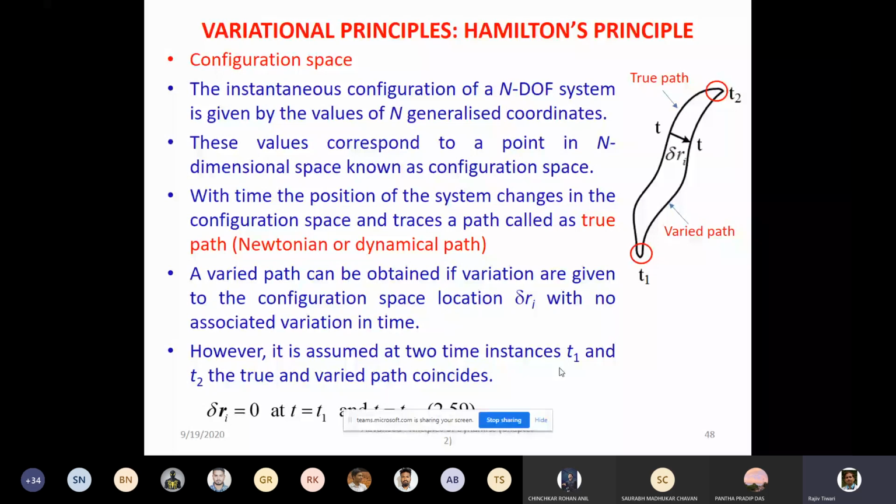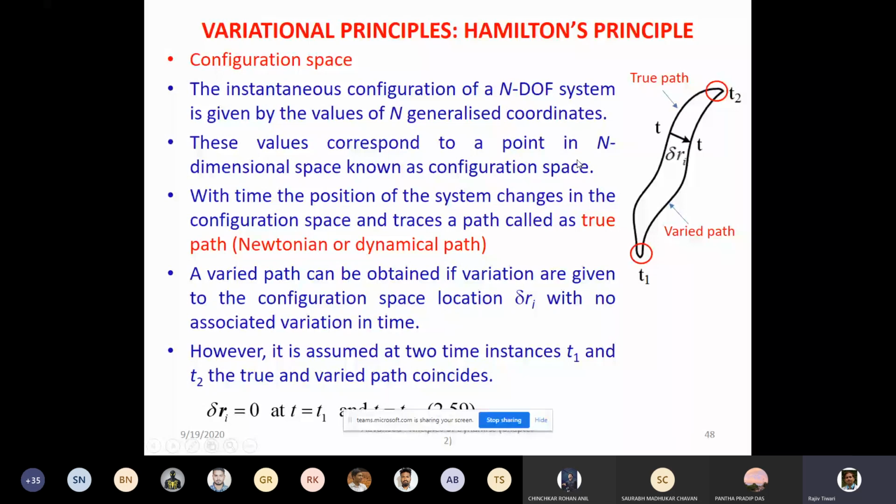n degree of freedom means a multi-degree of freedom system. An n degree of freedom system will have n generalized coordinates like q1, q2 up to qn. Because such a system has n generalized coordinates, we can put all of them in a vector: q1, q2 up to qn.